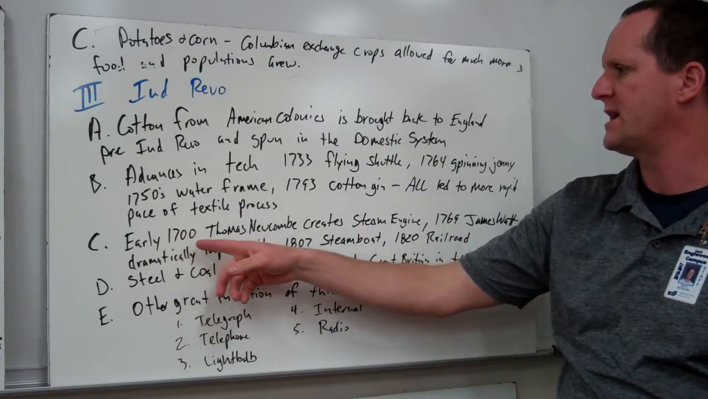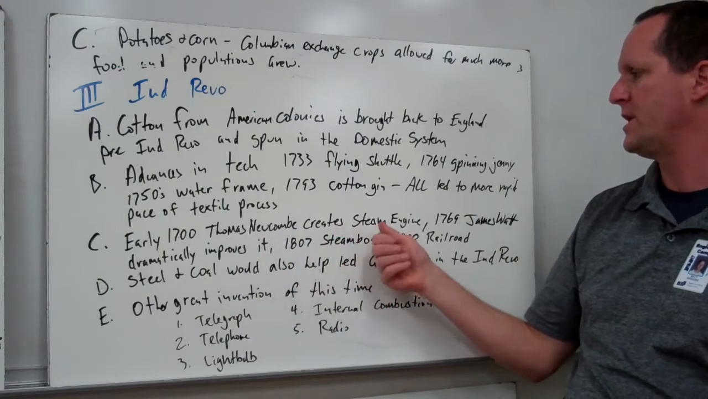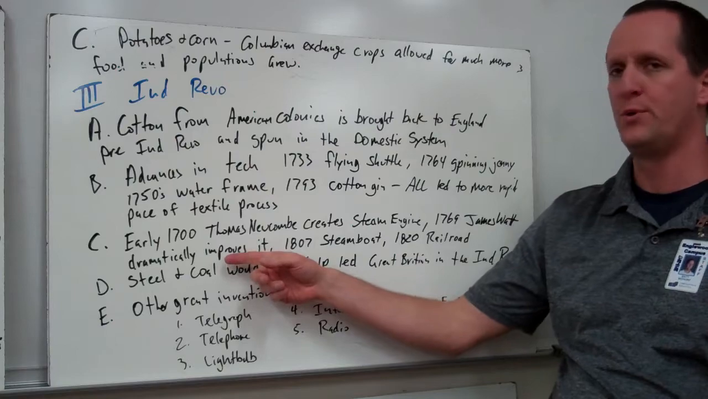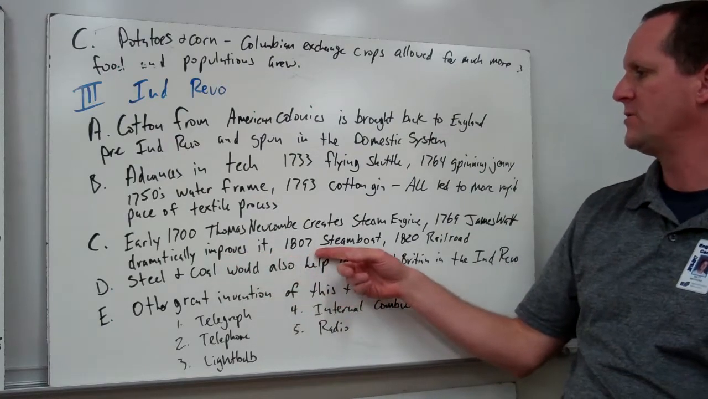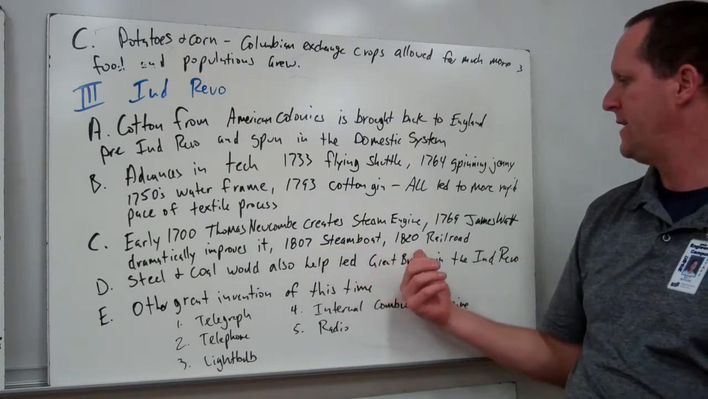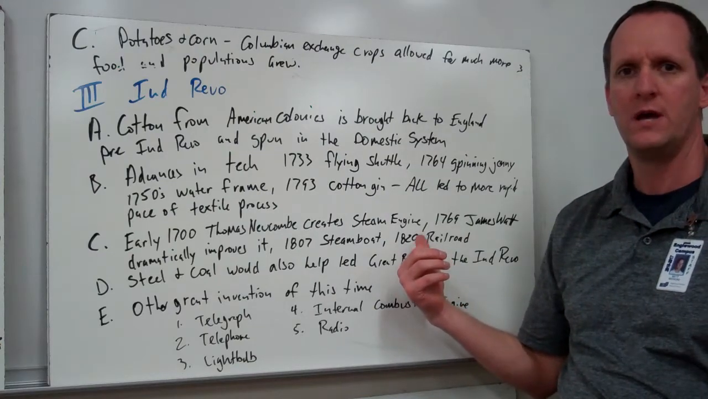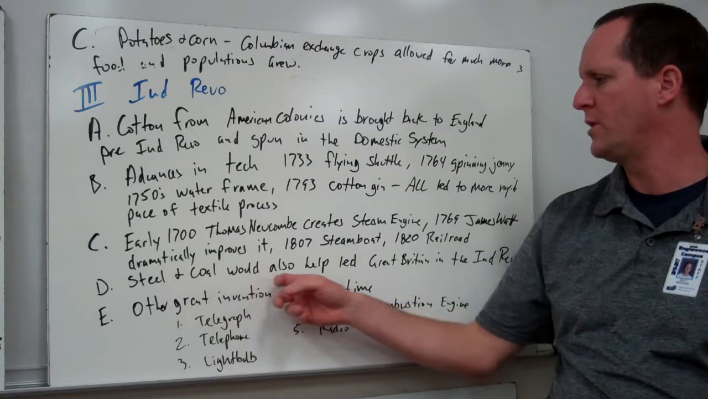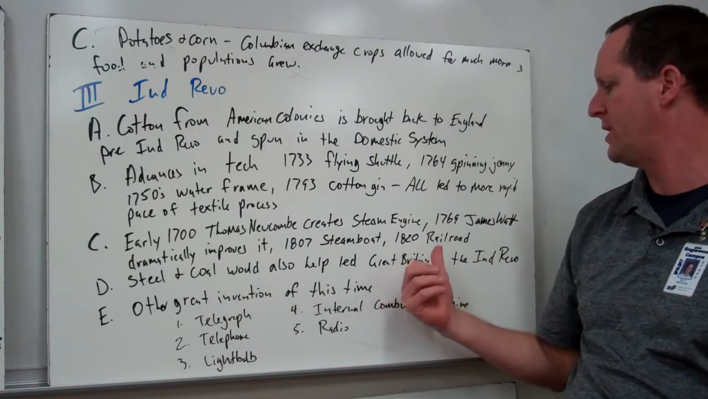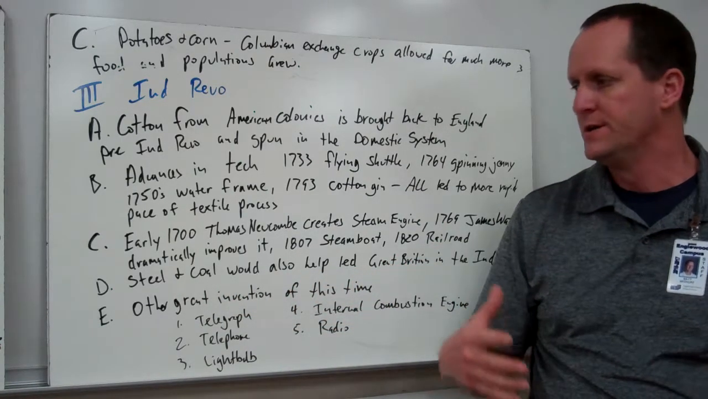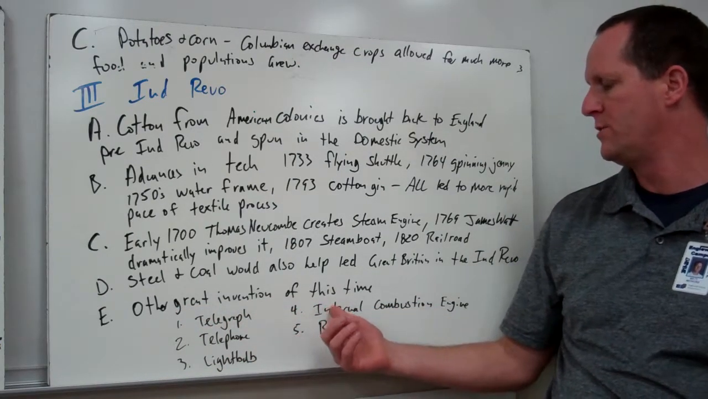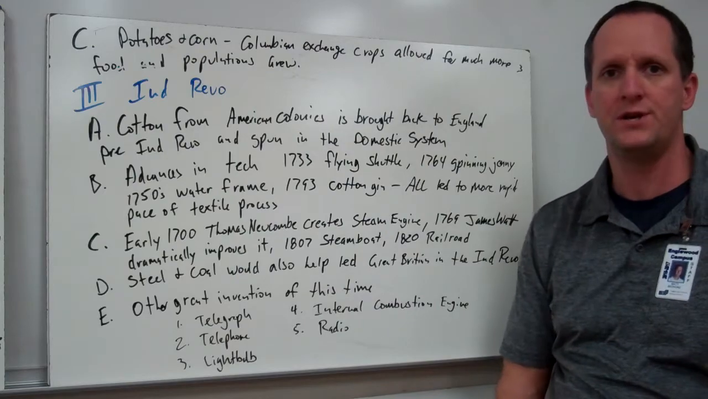In the early 1700s, Thomas Newcomen creates the steam engine. 1769, James Watt dramatically improves the steam engine. 1807, the steamboat is created. Then in 1820, you have the railroad. And all this is taking place in England. Steel and coal would also help lead Great Britain into the Industrial Revolution. So during this time, you had other great inventions such as the telegraph, telephone, light bulb, internal combustion engine, radio.